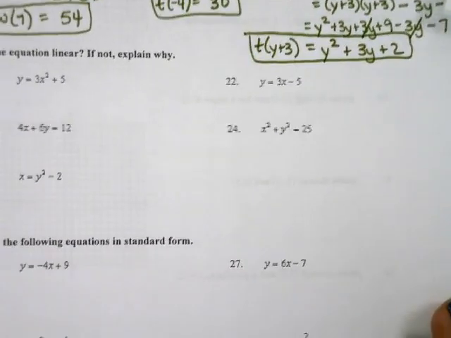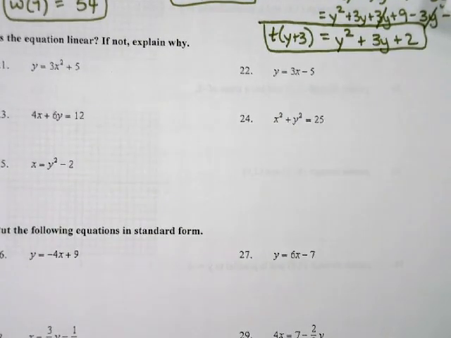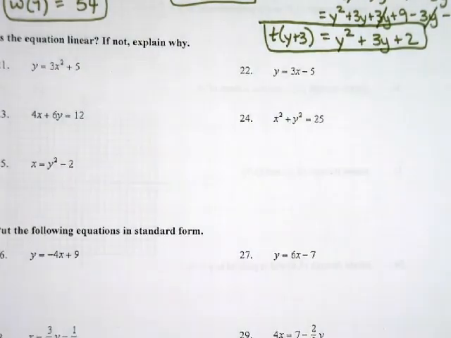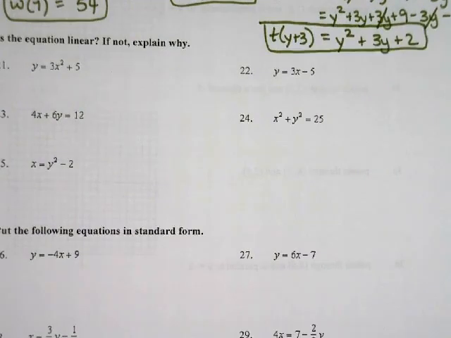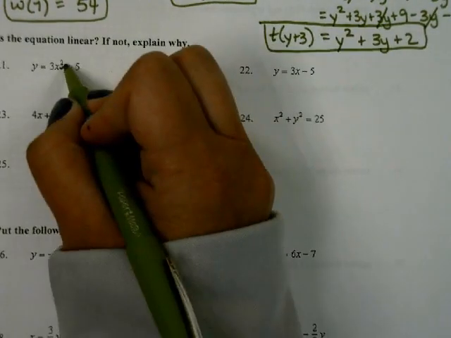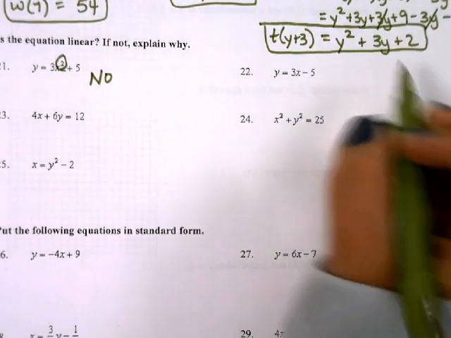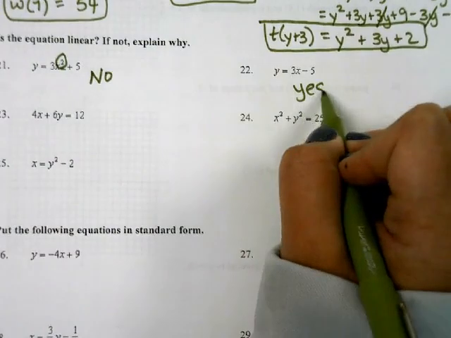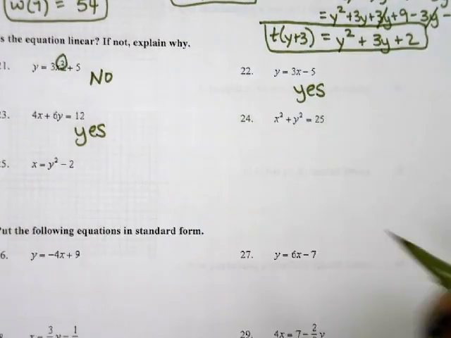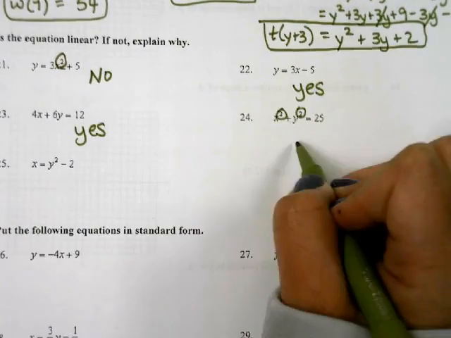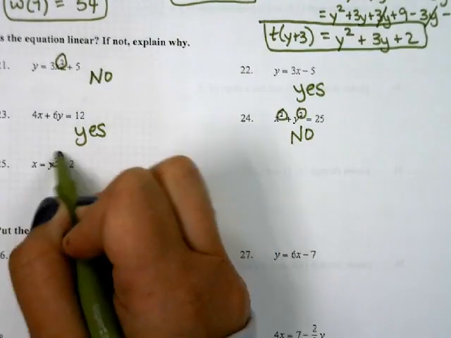Right. 21 through 25 say, are they linear? If not, explain why. That guy's got an exponent. So now, that guy can be written in slope-intercept form. So that's yes. That guy can be written if we arrange him in slope-intercept form. This guy's got two exponents. He's actually a circle. And this guy's got an exponent, so he's no.